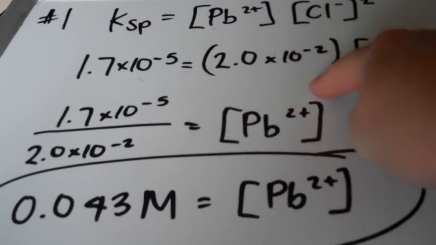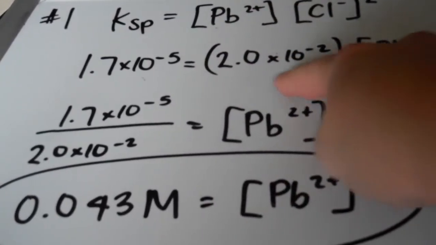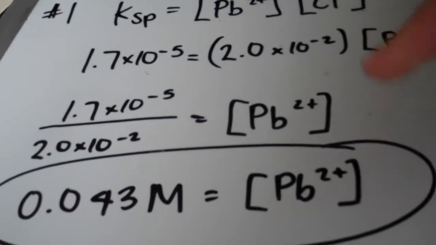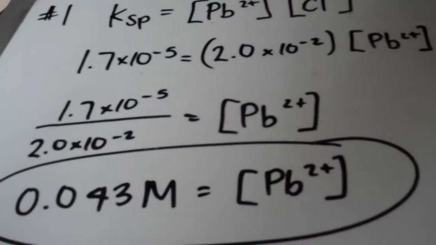So what we're going to do is divide both sides by 2 times 10 to the negative 2 squared. So 1.7 times 10 to the negative 5th divided by this will give us our concentration of lead. Once we do that, this will be our answer.